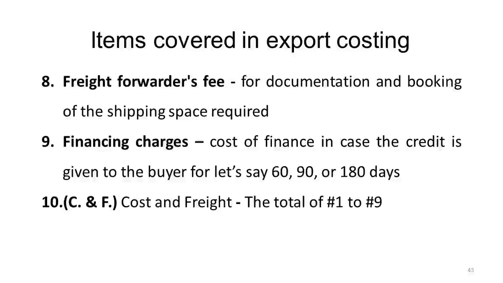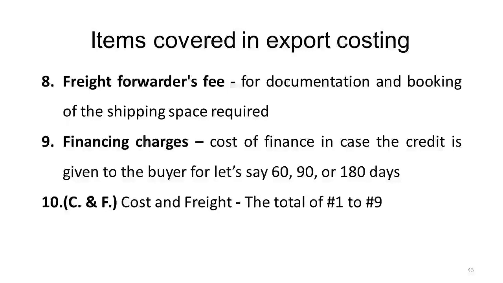Now, if at all you give the credit, then the thumb rule is that you should add 2% per month. Meaning to say, if you are giving something to the buyer for 100 rupees and the buyer says, I will make the payment after 1 month, then you charge 102 rupees. If the buyer says, I'll make the payment after 2 months, then you charge the buyer 104 rupees. So add the cost of capital, the cost of giving the credit. So 2% per month is the standard rule that exists in India. So those are the financing charges.